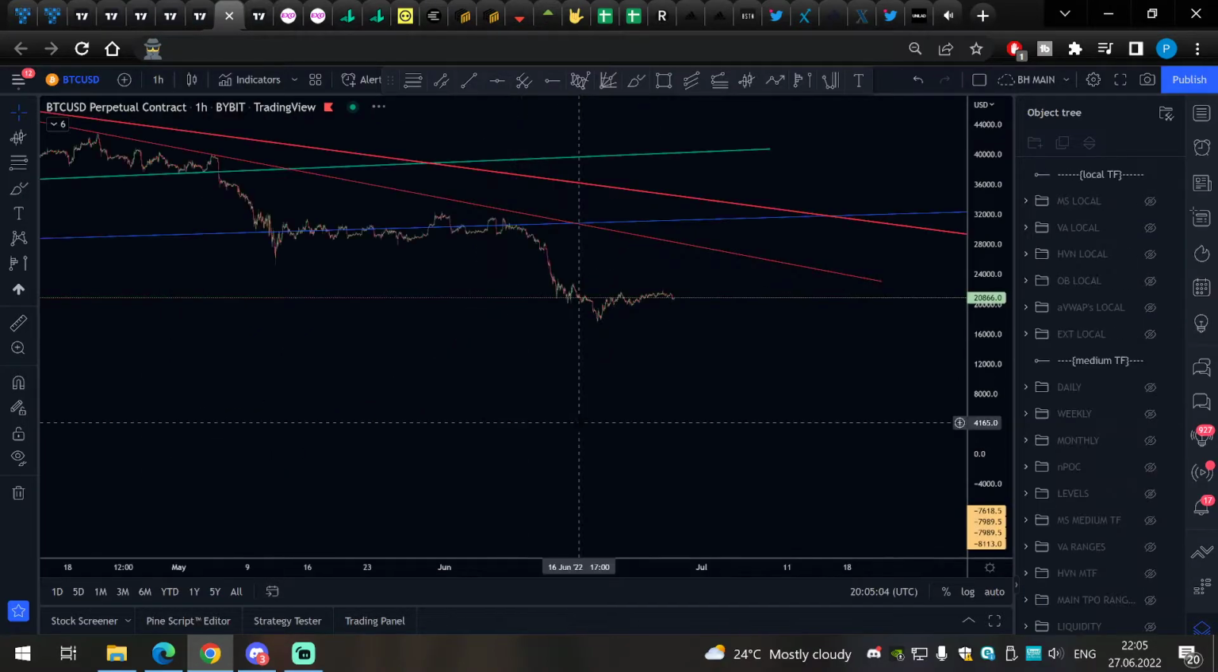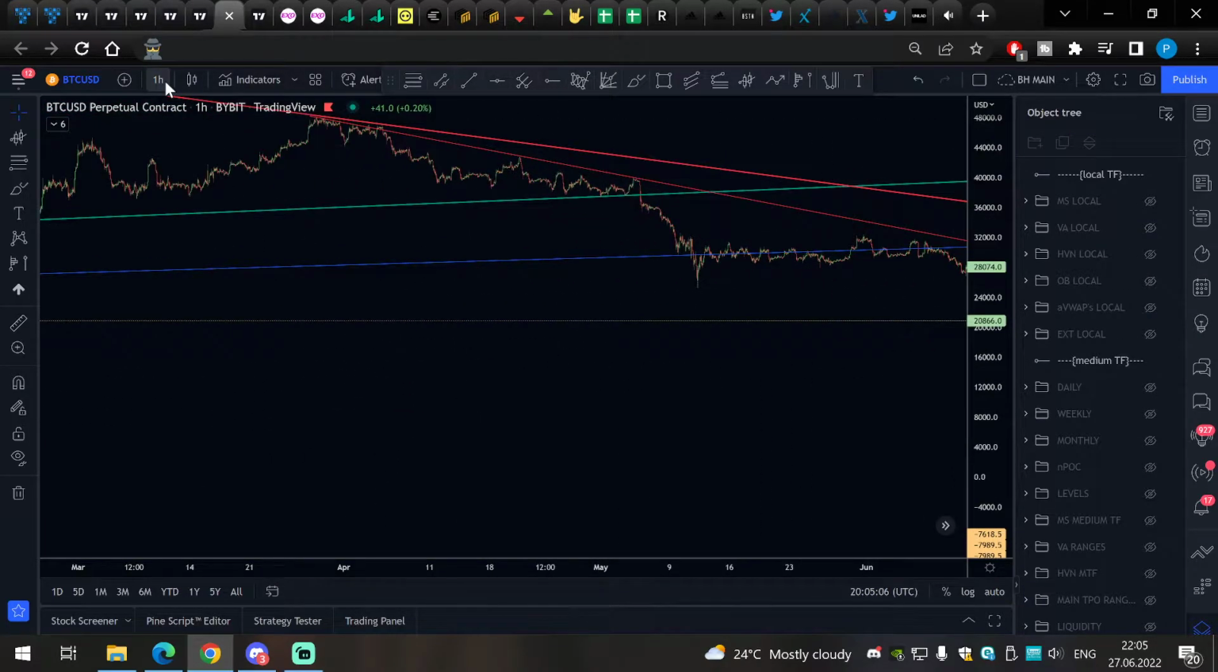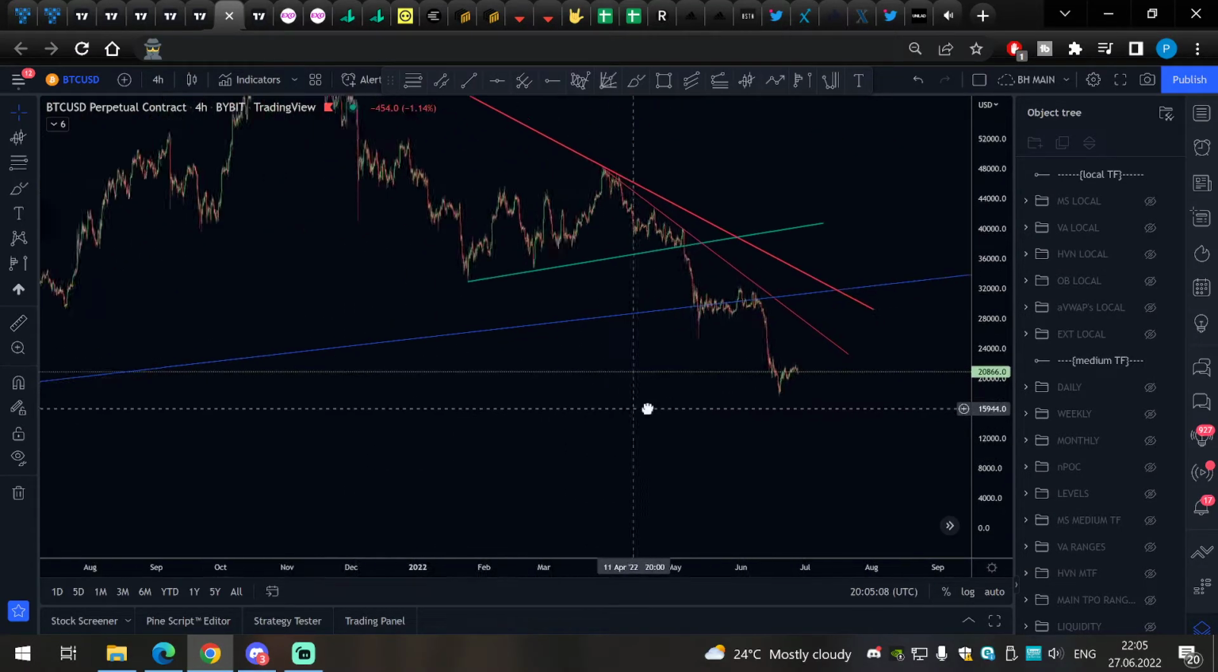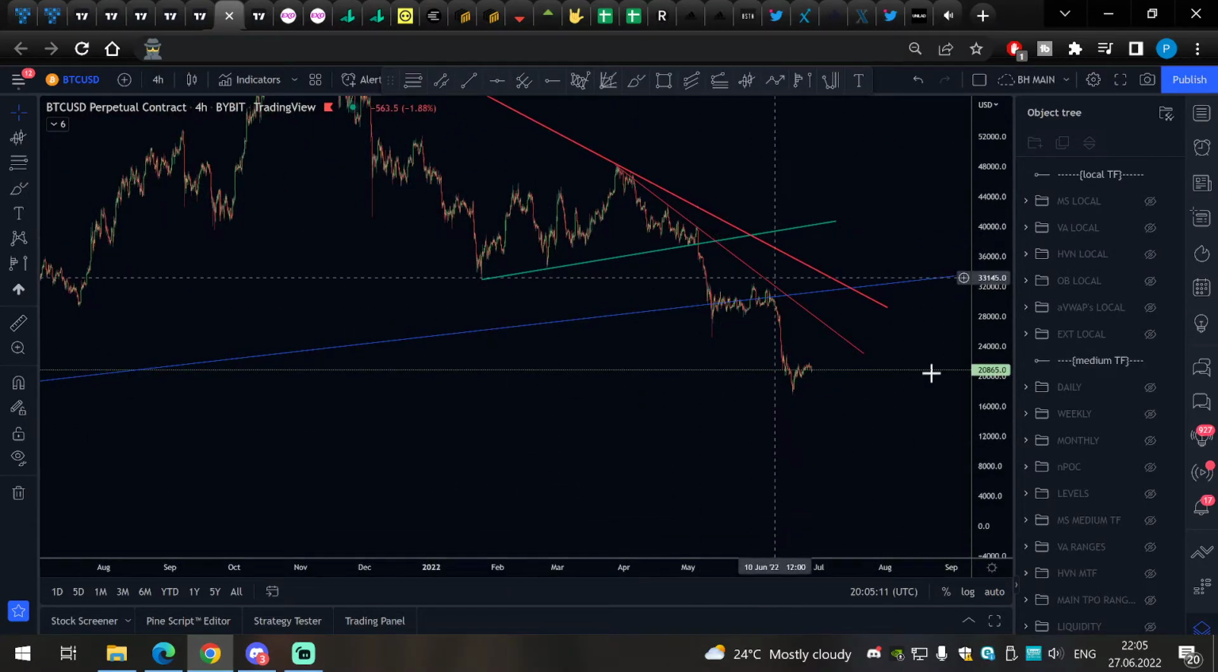I have only a few trend lines on my chart. They're not so important for me. We have far better tools than some trend line, but also very bearish. We are under most of them.